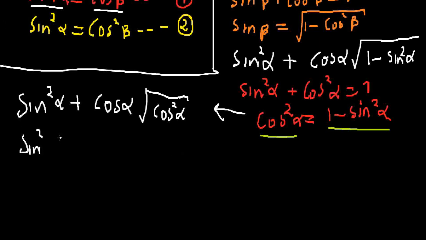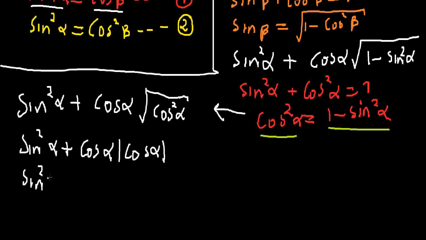Now if we apply this here, we are going to get sin squared alpha plus cos alpha times the absolute value of cos alpha. But the absolute value of cos alpha will be cos alpha, since cos is an even function. Therefore, we are going to have sin squared alpha plus cos alpha times cos alpha.